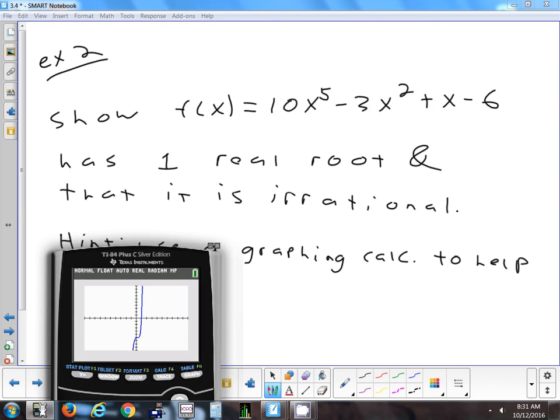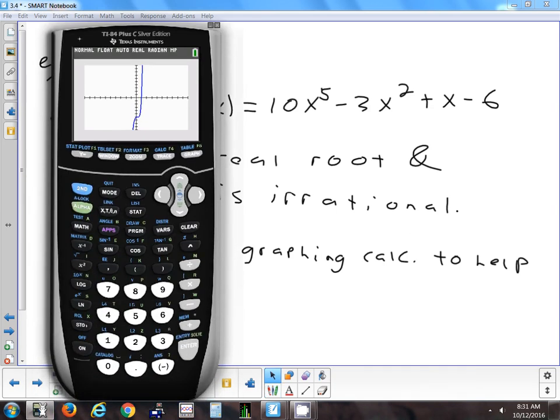About Jeff, any thoughts how I can use the graphing calculator to help me? Find where it crosses the x-axis. Okay, let's find where it crosses the x-axis. All right. So it crosses the x-axis at 0.9505. So now I know where it crosses. I want to prove that that's irrational. So how can I do that? You said about 0.95.